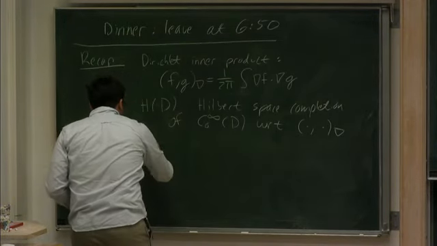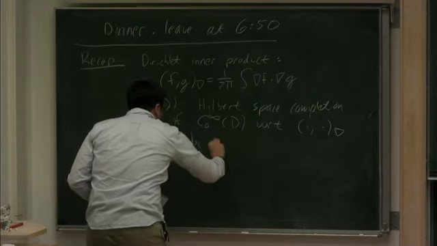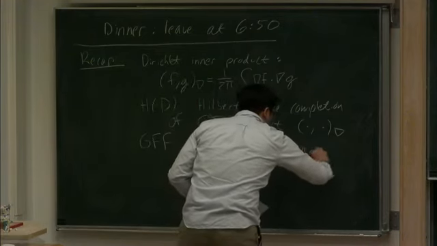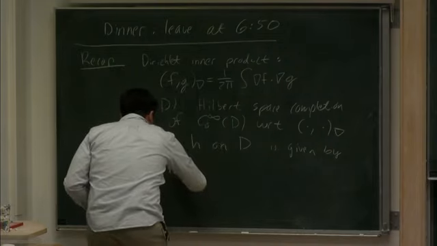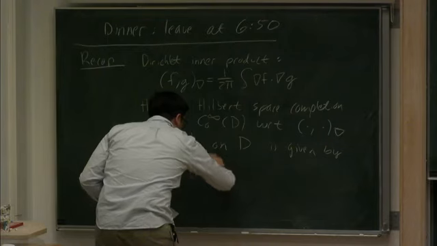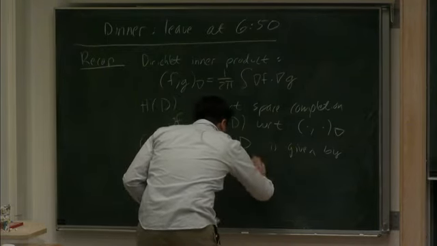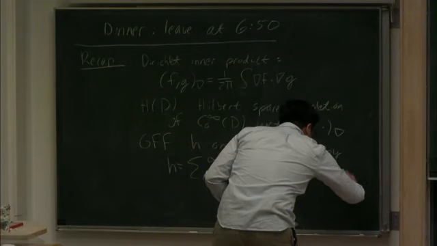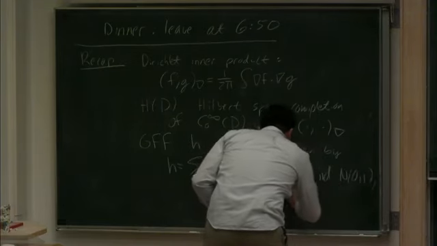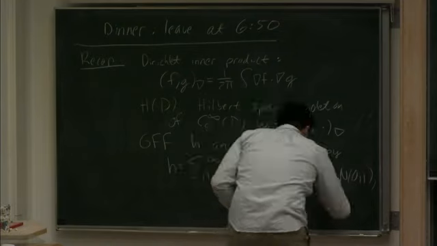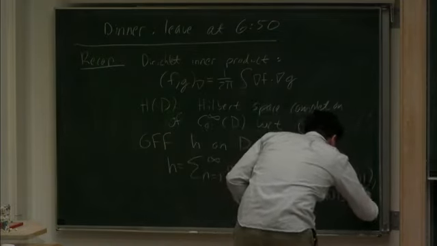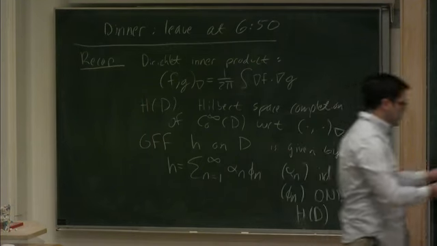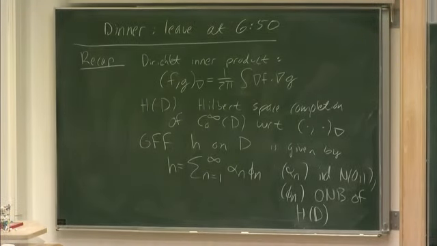And the Gaussian free field, h on D, this is given by the sum, as n goes from 1 to infinity, of alpha n phi n, where here the alphas are IID normal 0, 1, and the phis, these are an orthonormal basis of H of D. Okay, and what else did we do?